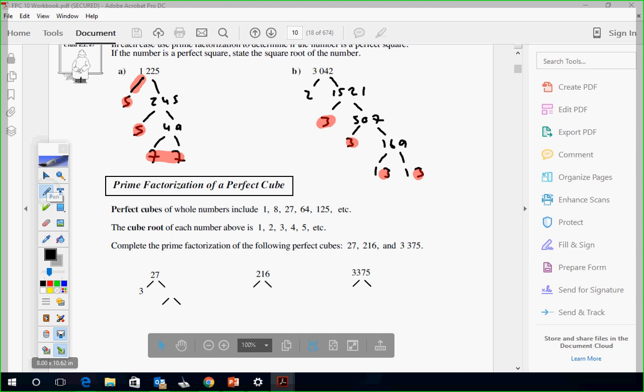27, does it have any perfect cubes? Well, let's see. 27 breaks down to 3 times what? 9. Very good. And then that's 3 and 3. How many 3's do I have? 3. So is it a perfect cube? Yes. Okay, 216. 6 and 36. 6 and 6. 1, 2, 3. Yes. We're looking for groups of 3 now.